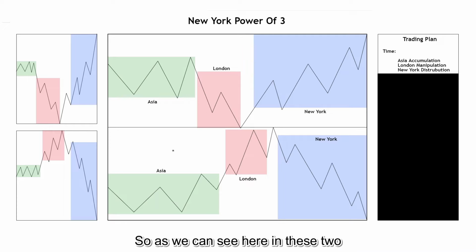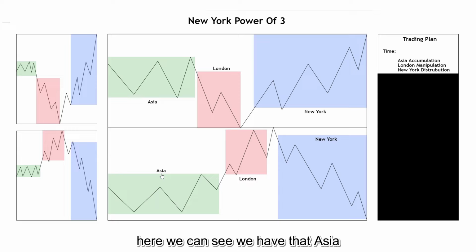So as we can see here in these two depictions, we have that Asia accumulation, followed by this drop lower during the London session to a lower level, establishing that low, followed by the distribution higher coming into the New York session. This is the exact same framework that we have here for the Power of 3.